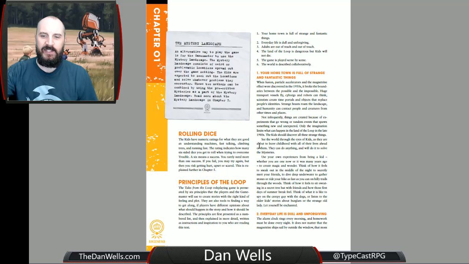5. The game is played scene by scene. And 6. The world is described collaboratively. And so that covers so much ground. It establishes what the tone is going to be like. It establishes what the stories are going to be like. That these are kids that have these kind of dull, awful lives that get caught up in these incredibly wild and fantastical adventures, and that their parents don't really get involved because they don't believe that it's true, or they have their own concerns. They are out of reach and out of touch.